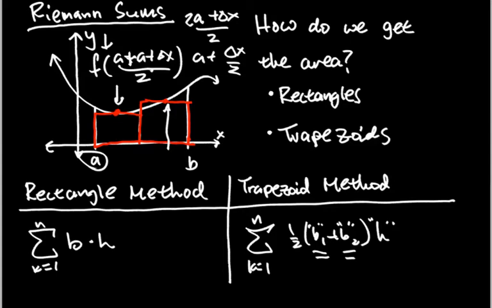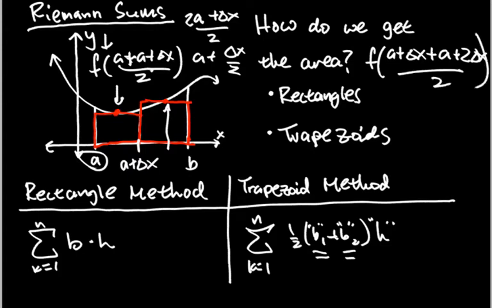Alright, well, how about here? Here we have, this point is a plus delta x, so I'm going to do the work over here. F of a plus delta x plus a plus 2 delta x, all divided by 2. So this is 2a plus 3 delta x all divided by 2. In other words, a plus 3 over 2 delta x.